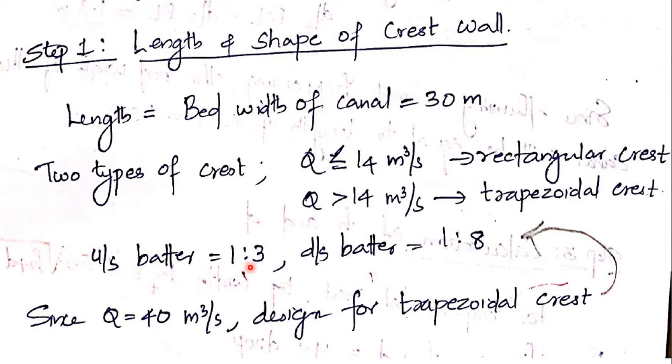Now, upstream batter, that is, for the trapezoid, the upstream side slope is given as 1:3, and downstream batter, that is the downstream side slope, is taken as 1:8. Now, here the discharge given in the question is 40 meter cube per second. Hence, we are going to design for a trapezoidal crest wall, since this 40 meter cube per second is greater than 14 meter cube per second. Hence, we are going to select a trapezoidal crest wall for the design.